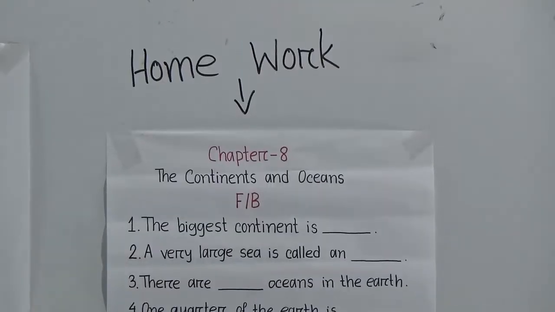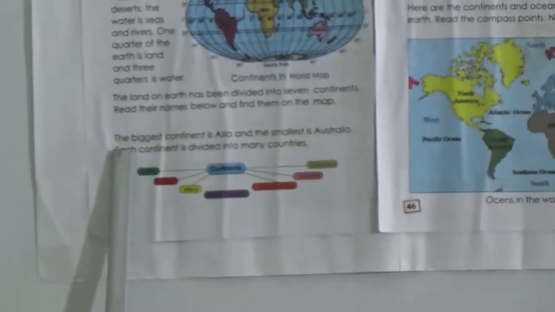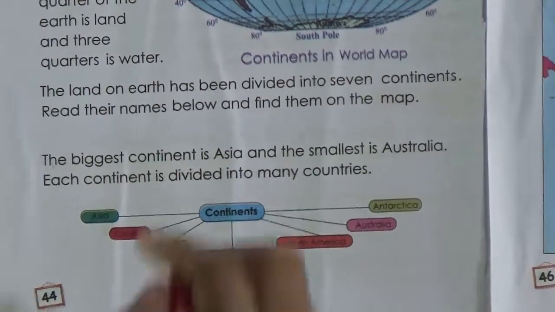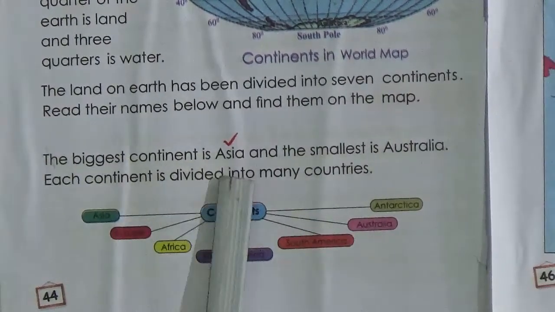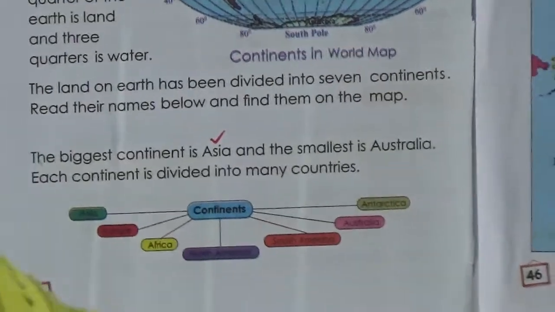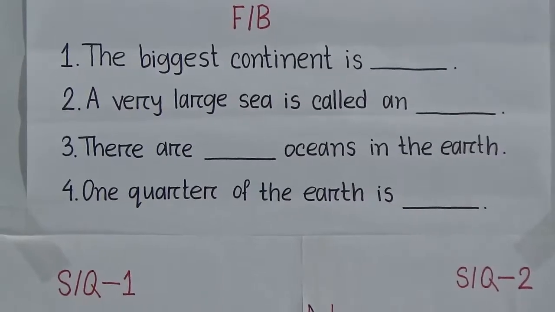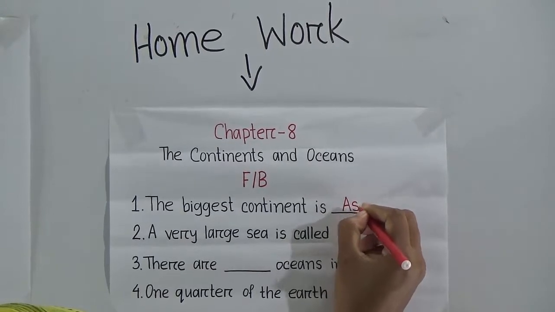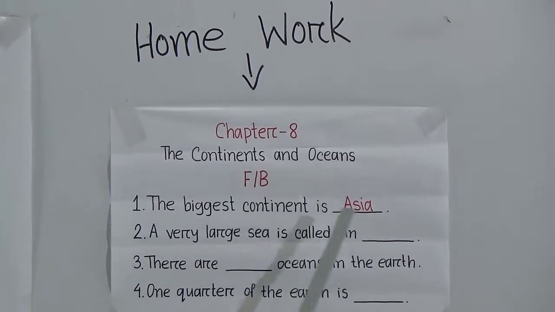Come to lesson 1. Look at this sentence. The biggest continent is Asia and the smallest is Australia. Here you find the answer. The biggest continent is Asia and our question is the biggest continent is gap. So in the gap the answer will be Asia. A-S-I-A, Asia. The biggest continent is Asia.